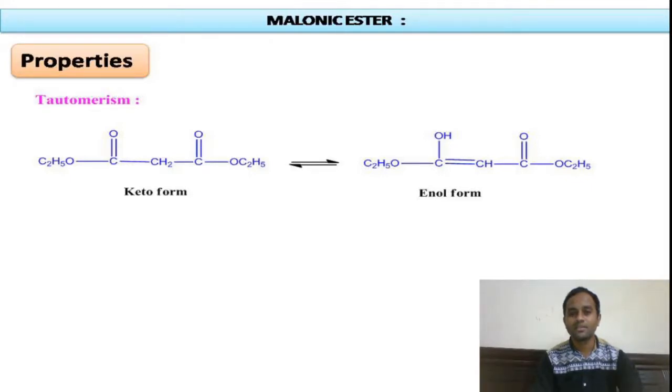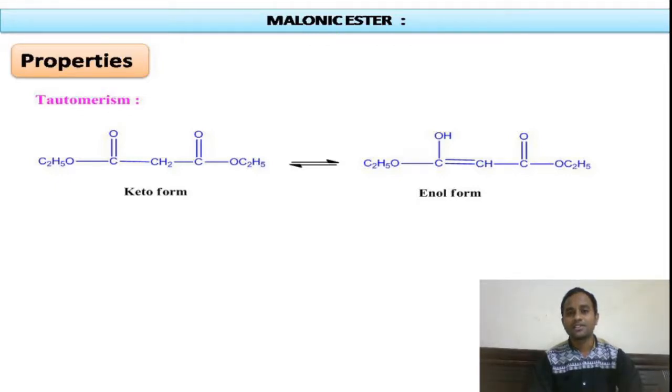What is tautomerism? It is an isomerism in which interconvertible isomers are called tautomers. Interconvertible isomers, those are called tautomers. Usually in tautomers, one isomer is converted to another isomer by the shifting or transfer of a hydrogen atom from one position to another position.